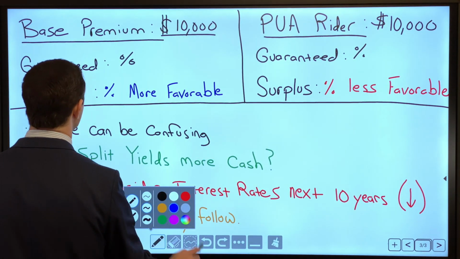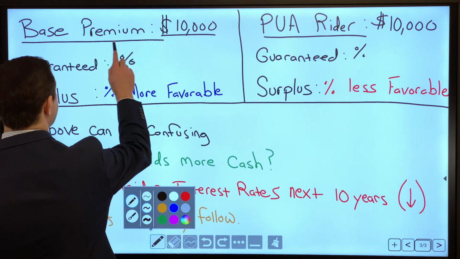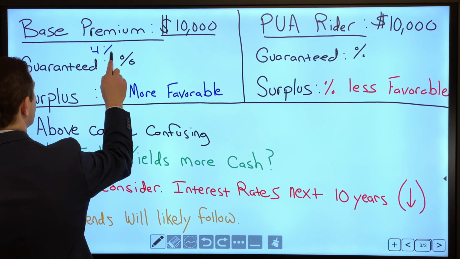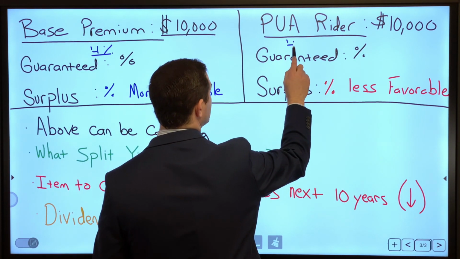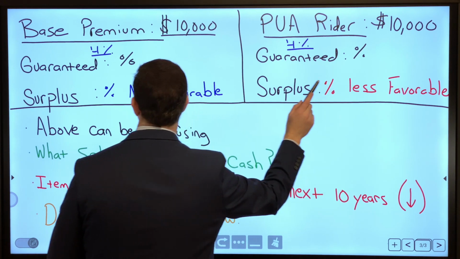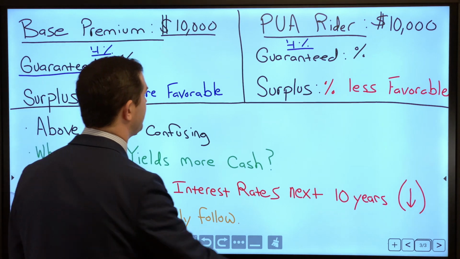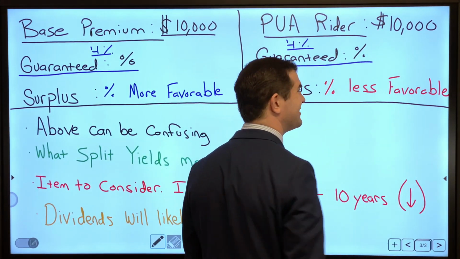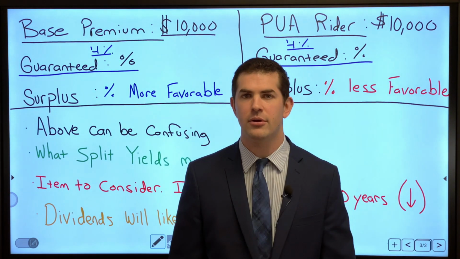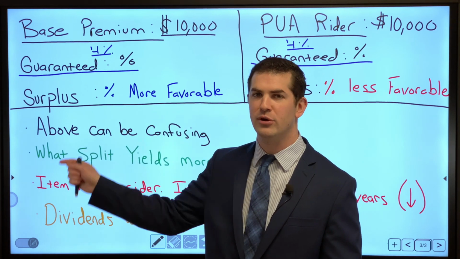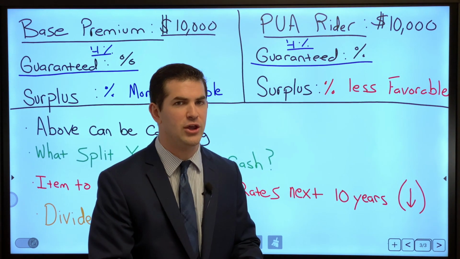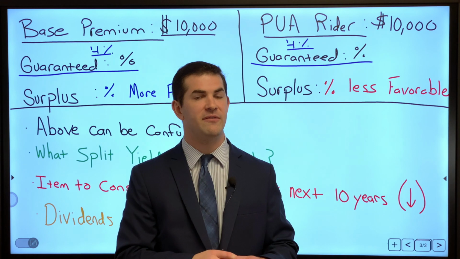So I have a guaranteed rate of 4% with most insurance policies and companies, especially the larger carriers. That guaranteed rate of 4% is exactly the same on any dollars that go towards the base premium or that go towards the PUA rider. Important to be aware of that.